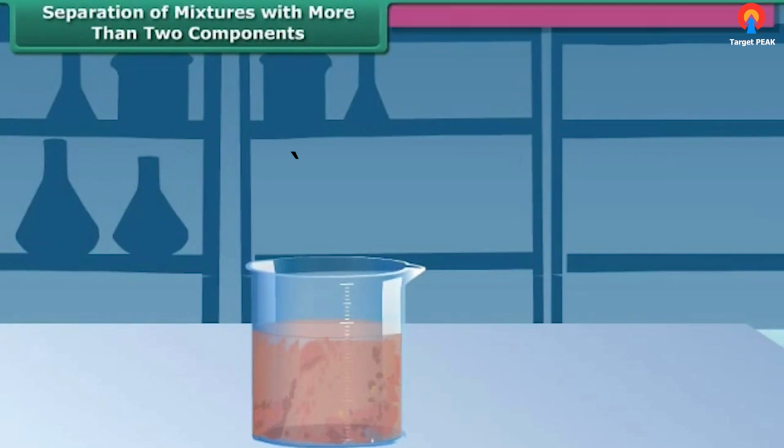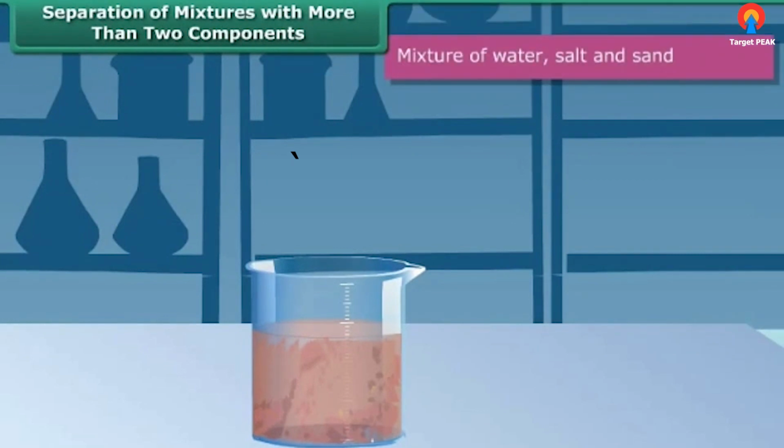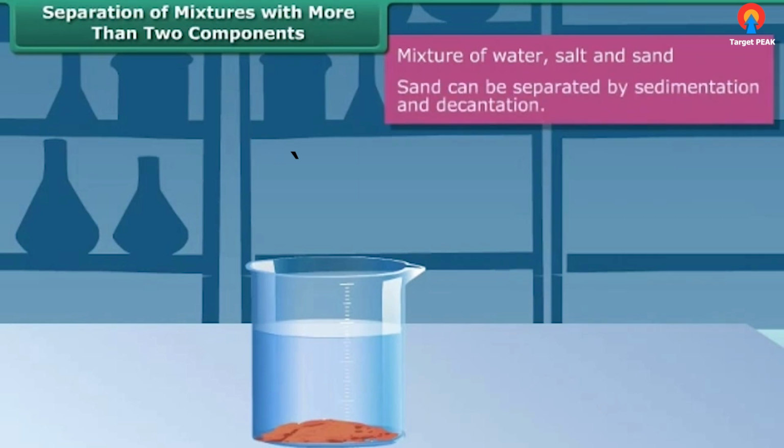If you are given a mixture containing water, sand, and salt, how will you separate the three components from one another? You will leave the mixture undisturbed for a while to separate sand. Sand, which is heavy and insoluble in water, settles down at the bottom of the container. The mixture is then separated by decantation to get sand.